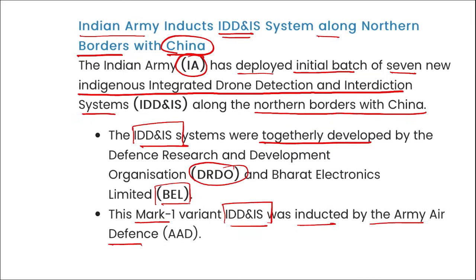Coming back, I repeat, it is Indian Army that has inducted this IDD and IS, that is the indigenous integrated drone detection and interdiction system, right? This was set up where? At the northern borders with China, correct? These systems were together developed by DRDO and BEL, that is Bharat Electronics Limited, correct? This has two types of systems, soft kill and hard kill. For soft kill, they can jam the signals of the hostile drones, and for hard kill, the systems are equipped with lasers for physical destruction of the drones within an effective range of 800 meters.